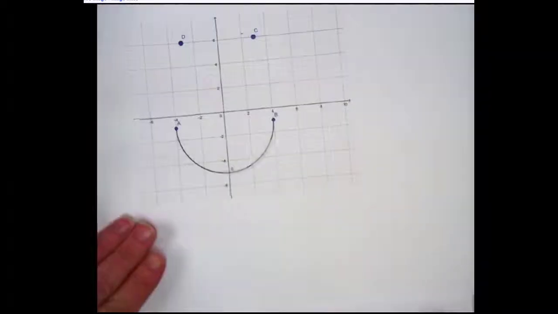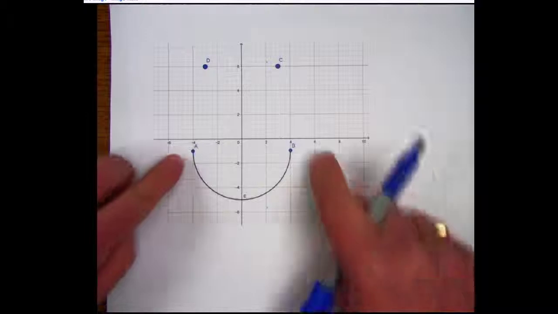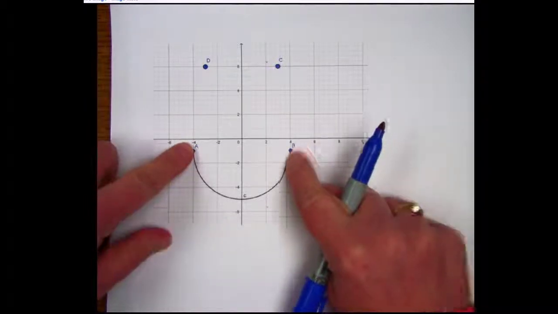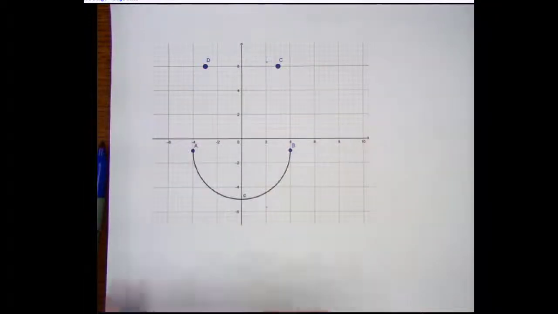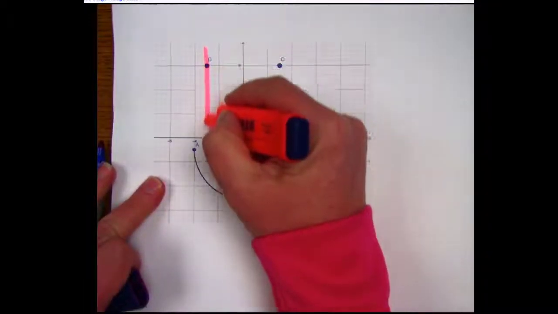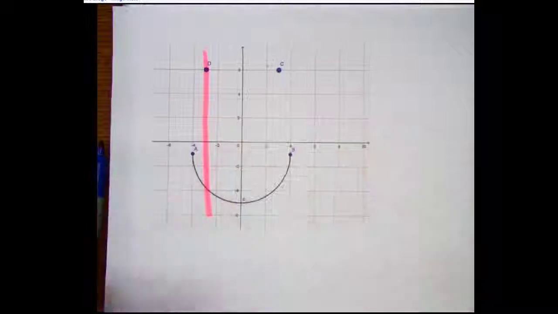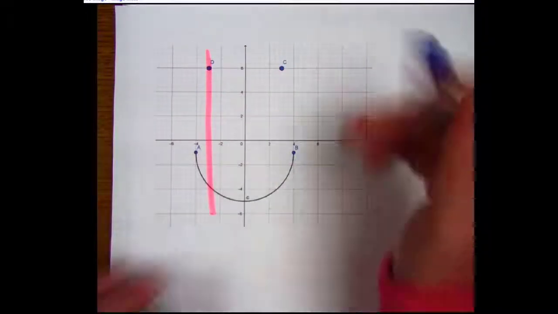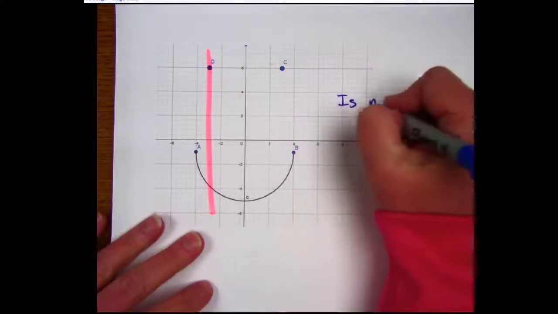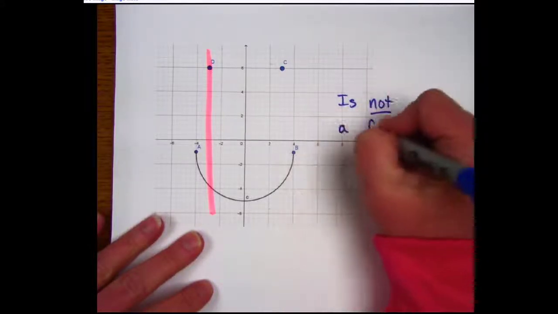And now for the bonus round. Is it a function? Well, if you're just looking down here, you might say yes, but notice that I've added these points to my graph. And if I draw a vertical line there or there, it would go through more than one point. So this is not a function.